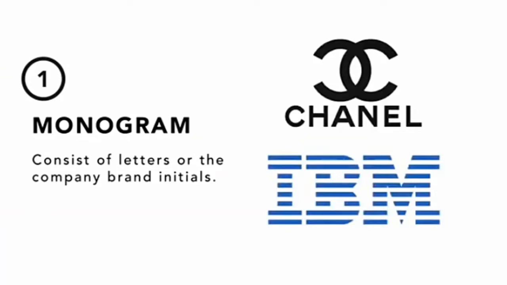So now, the first type of logo we have is the monogram logo. You understand? A monogram logo is an icon that consists of letters or company brand initials. It comes in an alphabet form, but sometimes it is styled out of alphabet. As you can see, Chanel is a good example of a monogram logo, and IBM also is a good example.